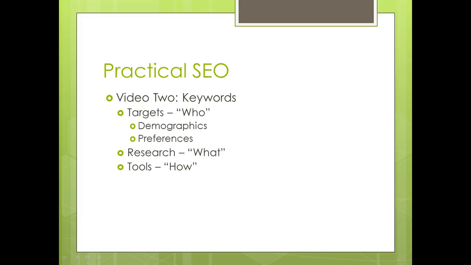Now, we just talked about tools. In other words, how are we going to find these keywords? Well, we're going to be using something called the Google AdWords keyword tool, which I'll be showing you here in a minute. So how we actually find the right keywords for our site is by using the Google AdWords keyword tool, and I'll be showing you that.